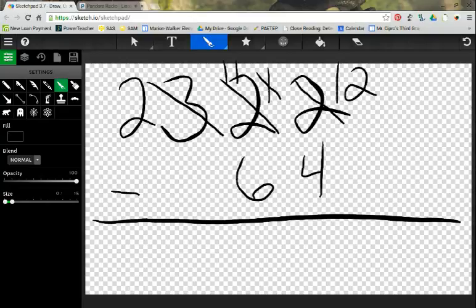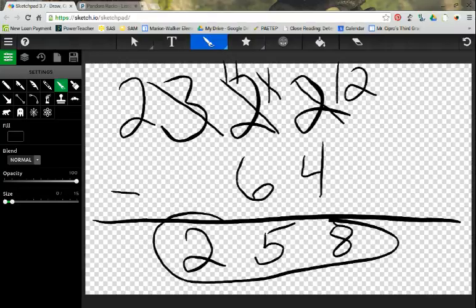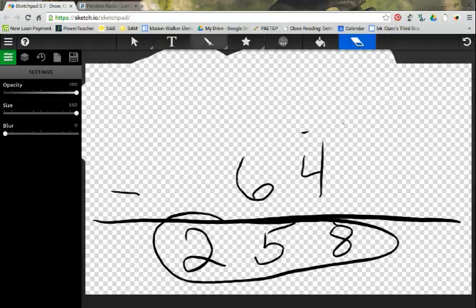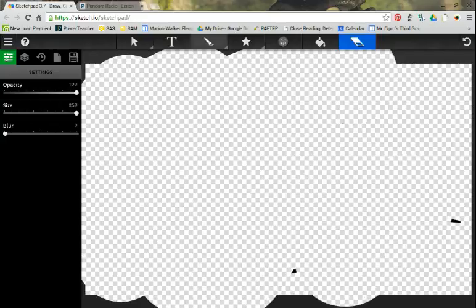So 12 ones minus 4 ones is 8 ones. 11 10s minus 6 10s is 5 10s or 50. And then 200 minus 0 hundreds is 200. So my answer here, third grade, is 258. Let's try another example. This time, let's do a 3-digit by a 3-digit number.